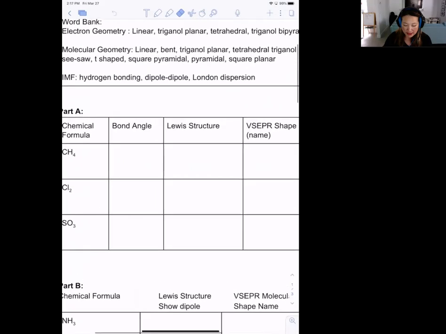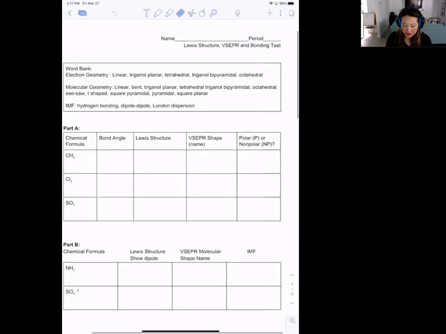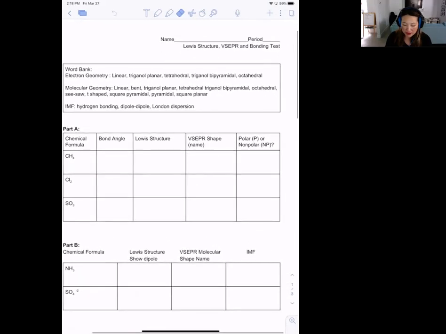Okay, so some things that you need to keep in mind are the VSEPR shapes, the electron geometry, the molecular geometry, and intermolecular forces. So looking at part A, we have to draw the Lewis structure, know the bond angle, the VSEPR, and identify whether the molecule is polar or nonpolar.